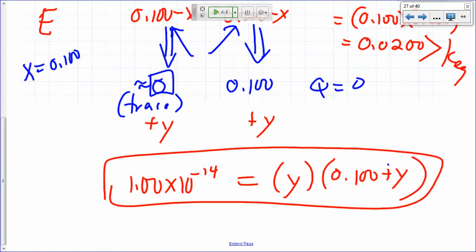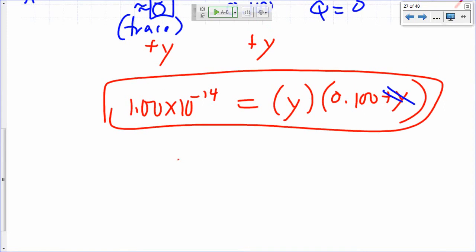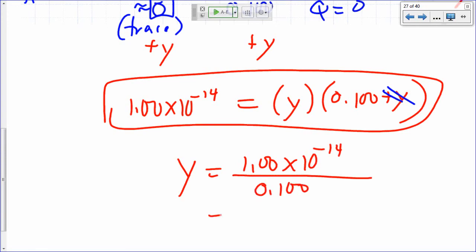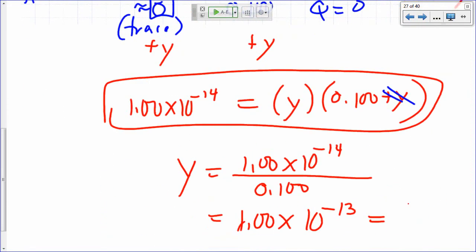All right. What simplifying assumption can I make? I know that this y is a trace amount, so that's negligible compared to 0.1. How do I solve for y now? I can just say y equals 1.00 times 10 to the negative 14 over 0.100, where y is going to be equal to, what would this be? 1.00 times 10 to the negative 13. Okay? And so y is my H plus concentration.